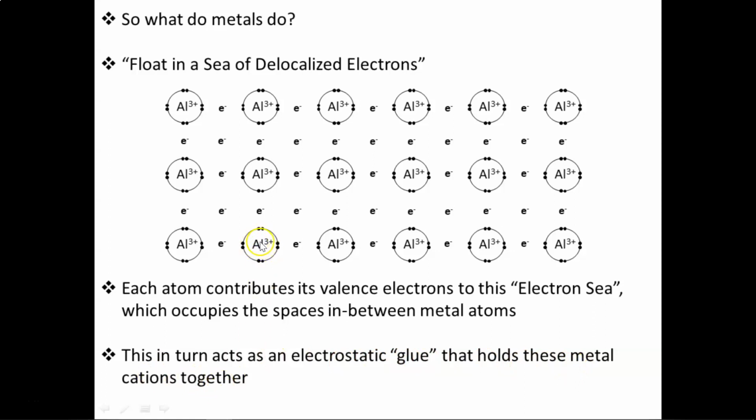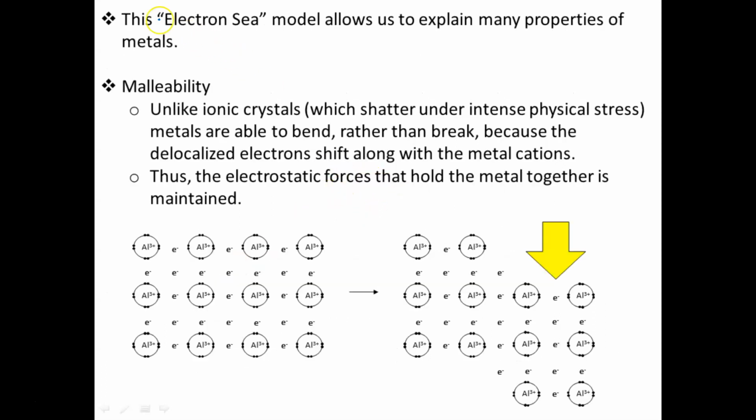So this positive cation is attracted electrostatically to these electrons, and so are these other aluminum cations as well, and that's what holds them together like a glue. Although there are repulsive forces between electrons, so negative and negative will repel each other, and cations, because positive and positive will repel each other, overall the net force of attraction is greater than the force of repulsion. So using this electron sea model, we are able to explain many properties of metals.